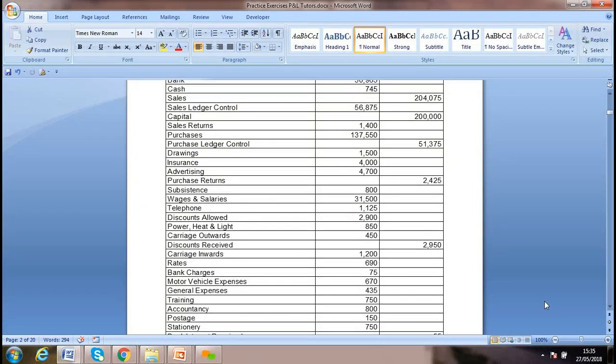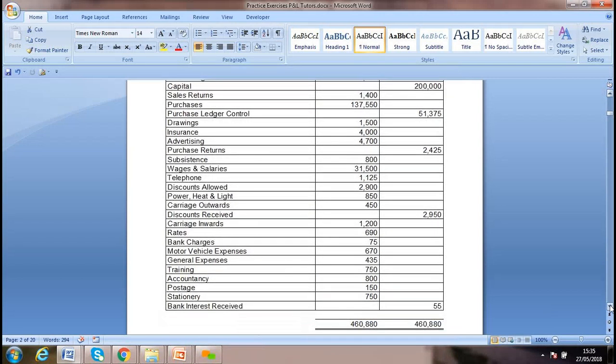Motor vehicle expenses go on the debit side. General expense, training expense, accountancy expense, postage expense, stationery expense, and discount received is income. So when we do the total of the trial balance, both sides should be equal.